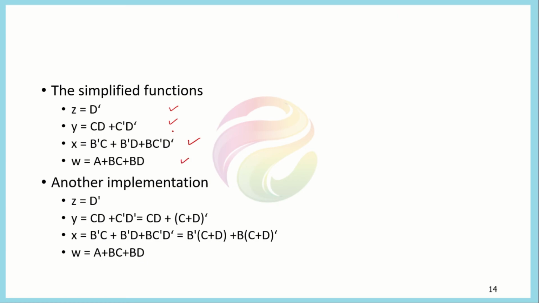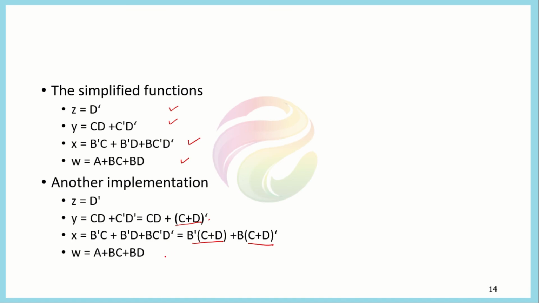If you look at these expressions, we can solve them a little further, or express them in a way that makes our circuit more simplified. Because this is C complement D complement, from De Morgan's law we can express it as C plus D complement. Similarly, for the X term, we can take C plus D common from the first and last inputs, so we get C plus D here and C plus D complement here.